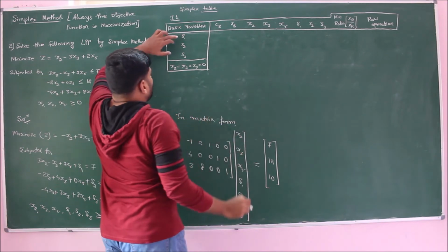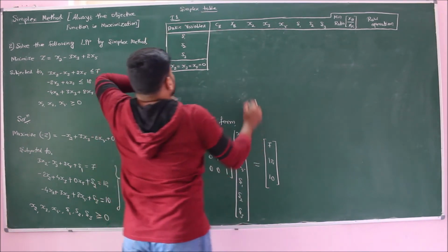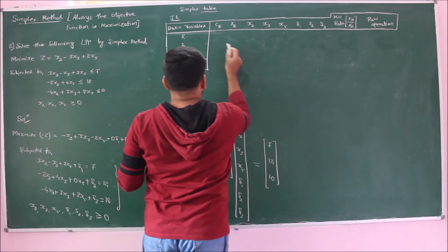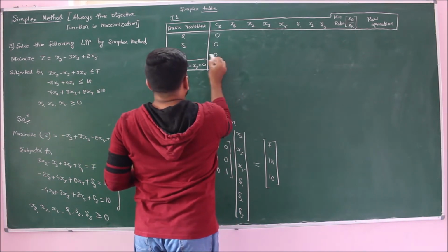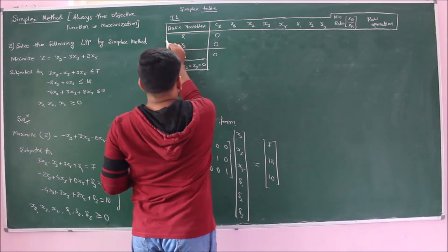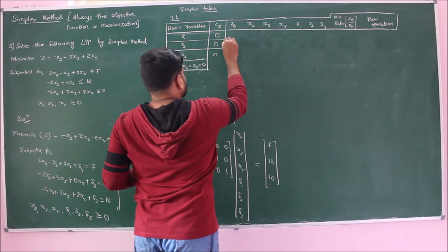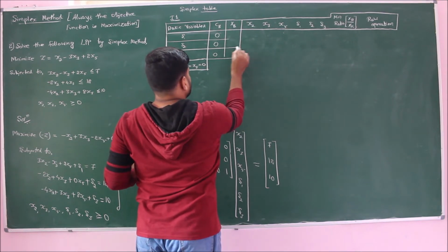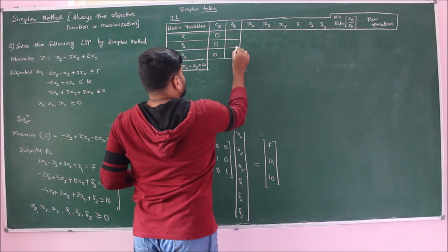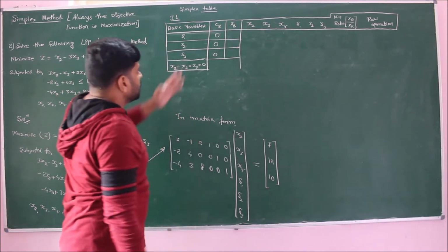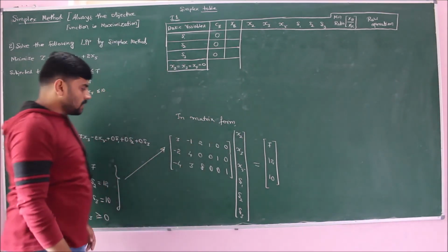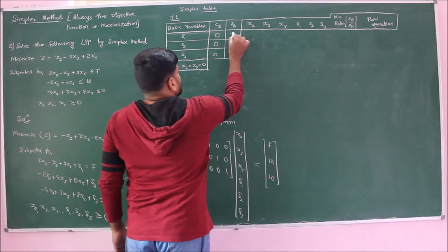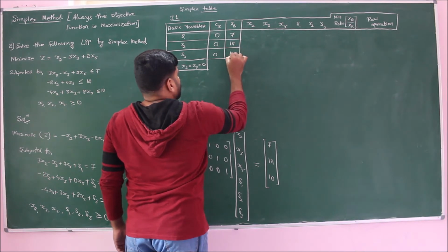CB is nothing but the coefficient of s1, s2, s3 in the objective function. The coefficients of s1, s2, s3 are 0, 0, 0. We already know that, I have explained in our lecture 1, xp is nothing but the RHS of these linear equations, 7, 12 and 10.